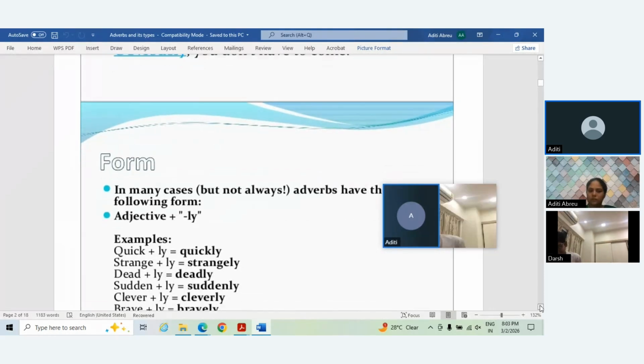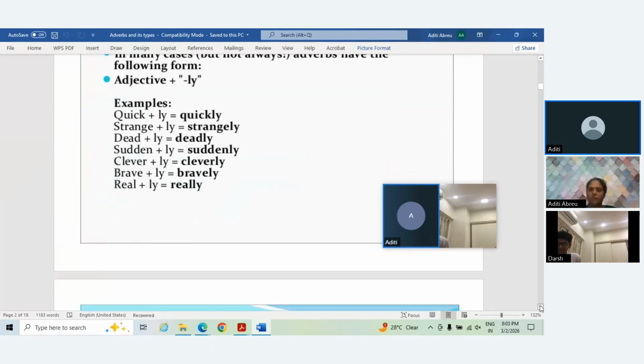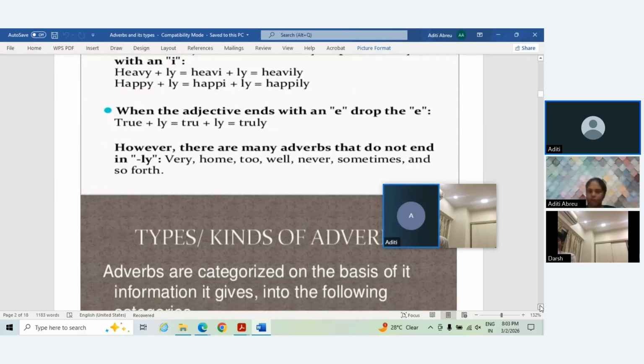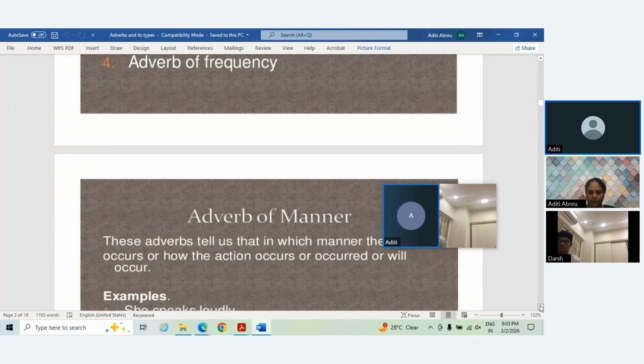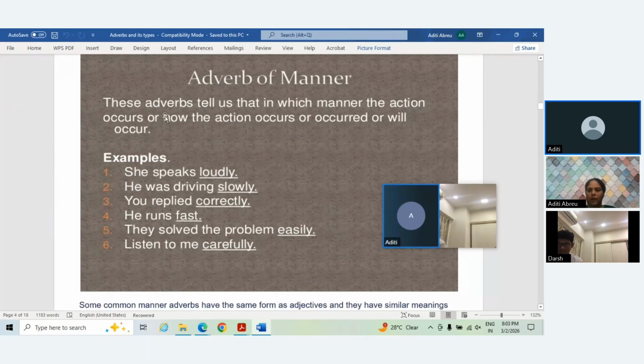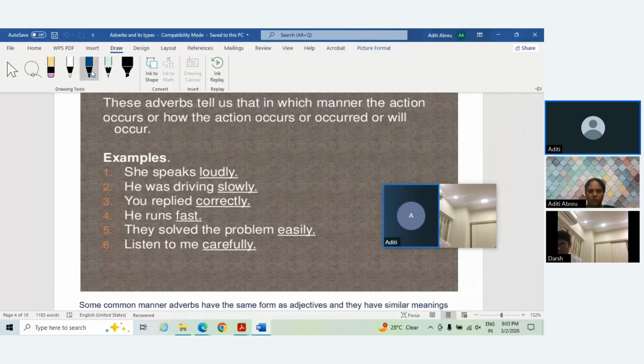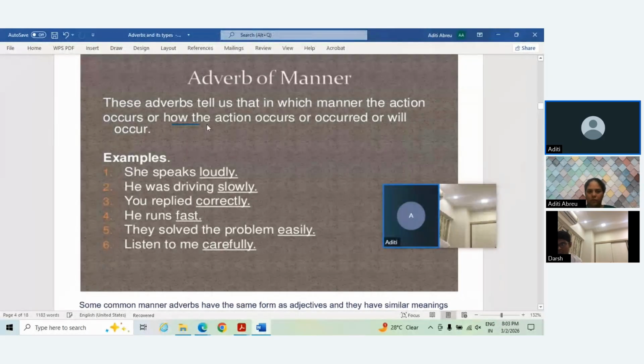Now all I want you to do is write down the types of adverbs. First, write down adverb of manner and take down a few words under it. You don't have to write the explanation. Just write adverb of manner, answers how an action occurs. I'm underlining the part which you need to write down. The question you ask is how for adverb of manner. Take down a few words: loudly, slowly, correctly. Most adverbs of manner end with ly, but not all.